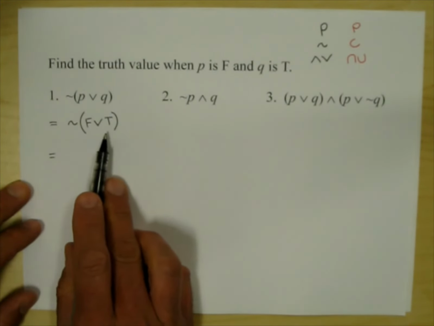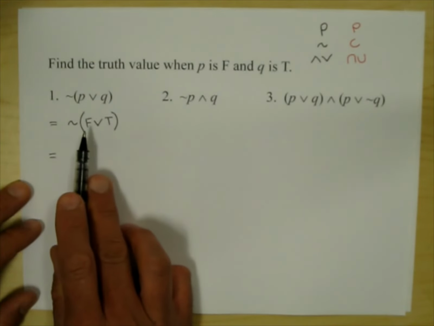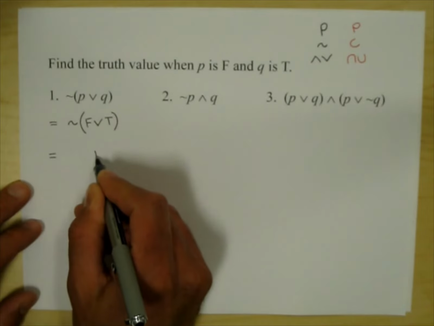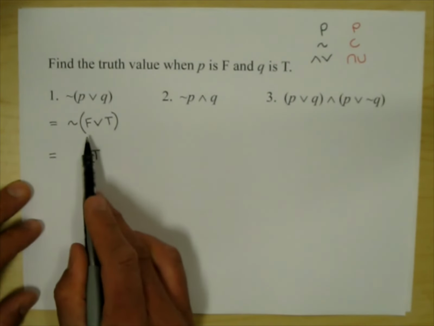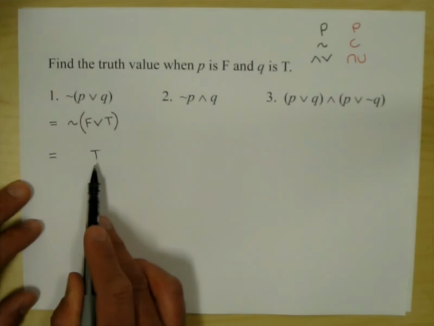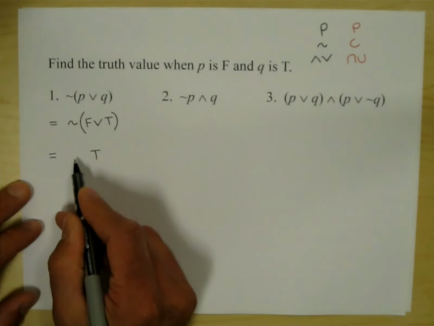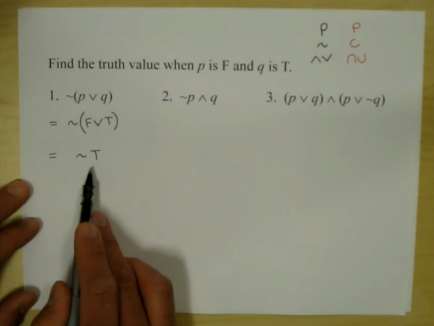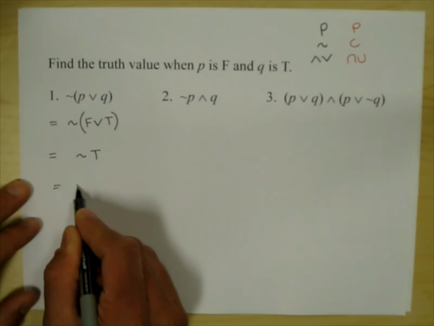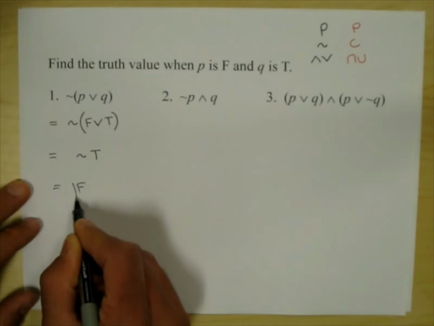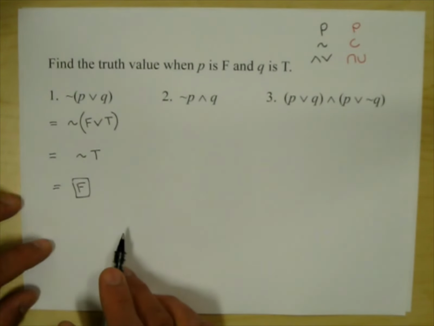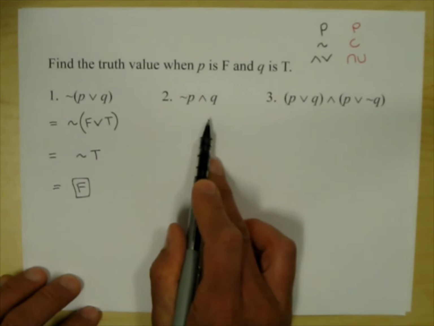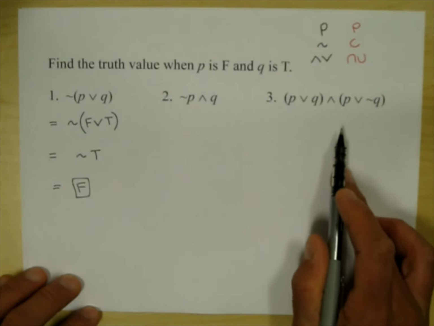So, the first thing you would do is the parentheses. False or true? Well, false or true happens to be true. So we replace that parenthesis with true, and then there is a tilde in front. And then you're going to say not true. Not true is false. Okay. Why don't you pause the video and see if you can do problem number 2 and maybe even problem number 3.